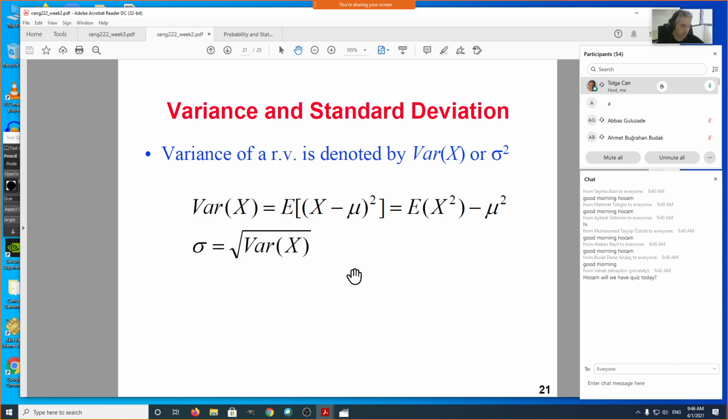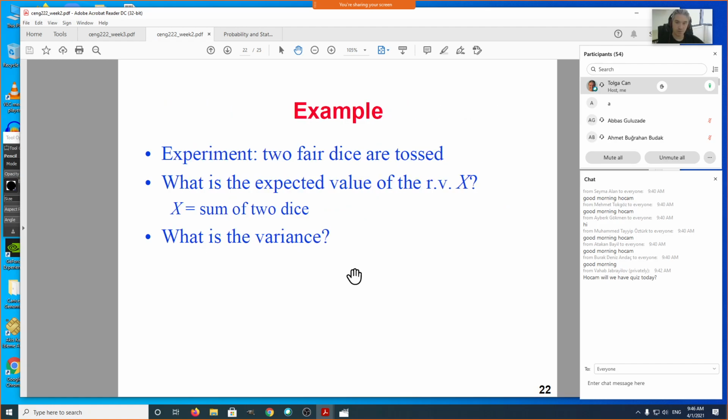And then we are going to talk about, I told you that you may do this as an exercise. So two fair dice are tossed. What is the expected value of the random variable x when x is the sum of two dice? And what is the variance? There are different ways you can solve this problem, where you can use the two dice.